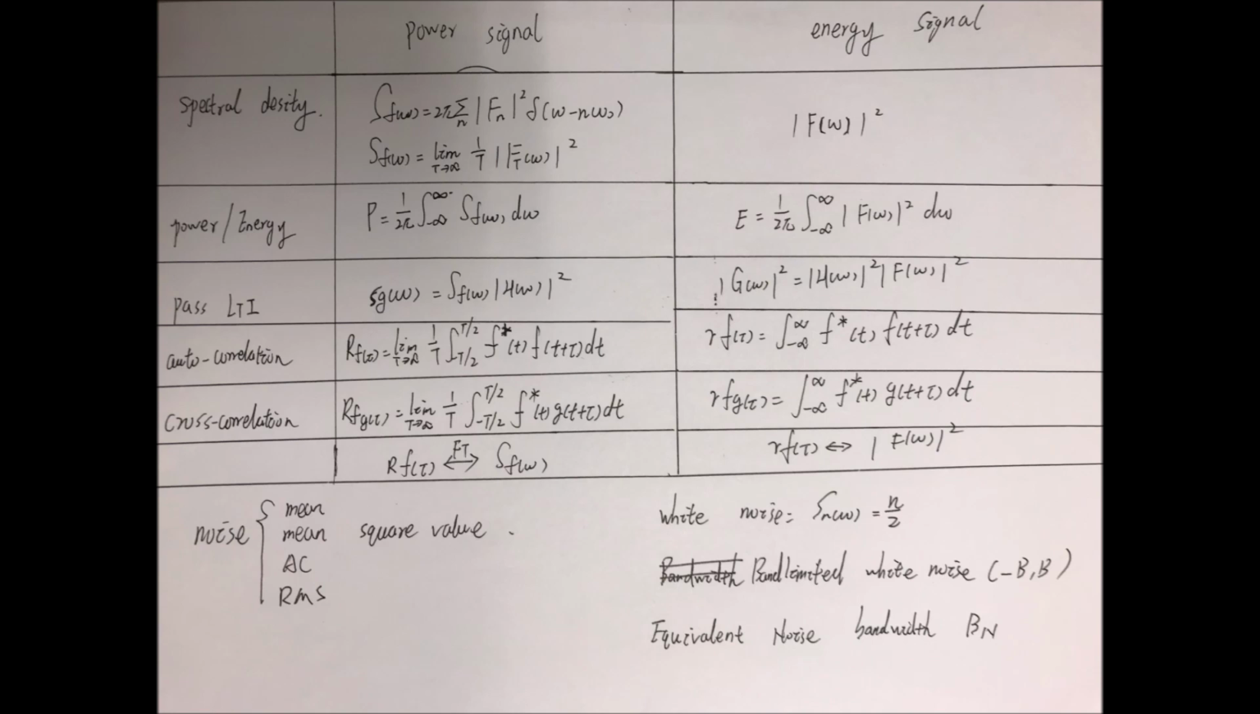Now, when the two kinds of signals pass through a linear time-invariant (LTI) system, we want to find the output. For a power signal, S_G(omega) is S_F(omega) times the magnitude response squared. For an energy signal, the output's spectral density is the input's times the transfer function magnitude squared as well. We also showed examples of how to find S_G(omega) and the magnitude squared of G(omega). So this is signal passing through a system.